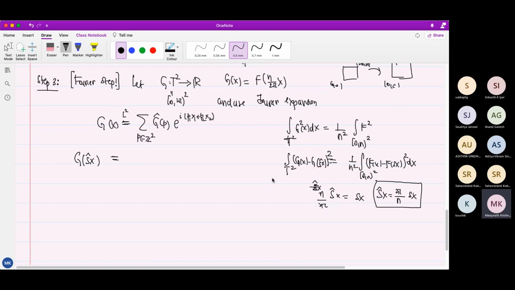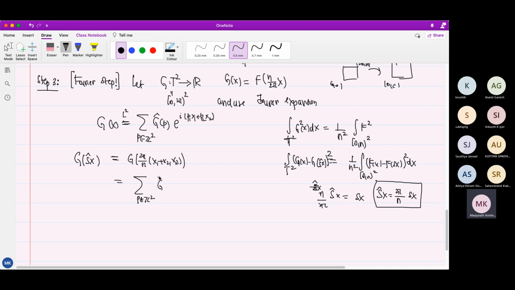G of s hat x is what? It is g of... what is it? S hat x is this, means sx is x plus y, 2 pi by n into x1 plus x2 comma x2. Okay, that's what it is, right? So let's just write this expansion. As Kaushik said, all this is an L2 expansion. We will see it's all fine. So you write here e to the i times. What do we get?